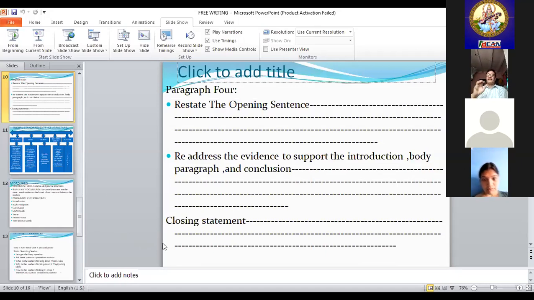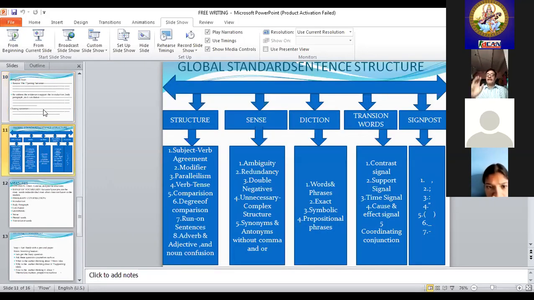And right after this, now global standard sentence structure. So next slide, slide number 11, please. Yes, slide number 11, please. Okay, all right, sir. Thank you very much. So, what is the global standard of sentence structures, ladies and gentlemen?